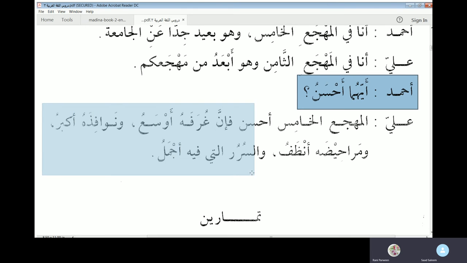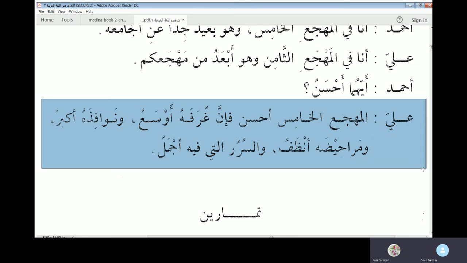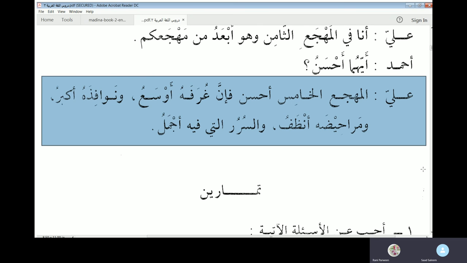Okay. Ana al mahja al khamisu ahsanu. Fa inna ghurafahu awsa'u. The fifth hostel is better, because its rooms are more spacious. Awsa'u, what does it mean, sir? Spacious, more spacious. Wase ki comparative degree hai awsa'u. Spacious. Okay. Because its rooms are more spacious.